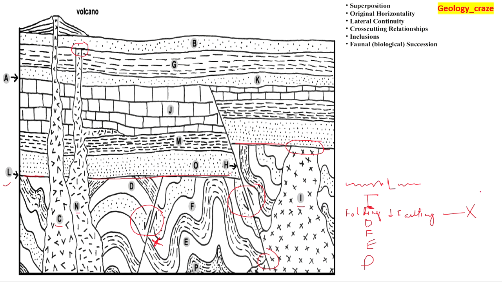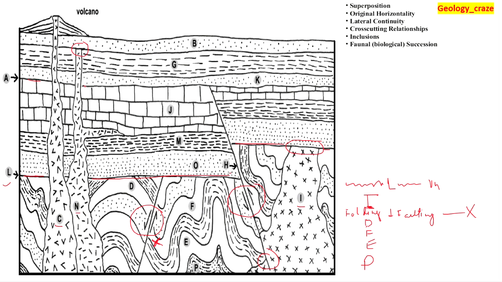So what kind of geometry? Answer in the comment box. Now after the unconformity, there is a deposition of a sequence of beds O, M, J. Above that, beds K, G, B are also deposited horizontally, but there is a break in sediment here.